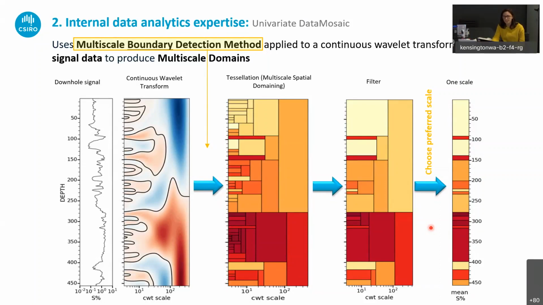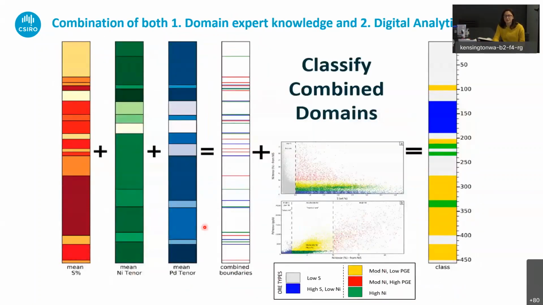So this is the results for all 3 variables. This is sulfur here, nickel tenor, and palladium tenor, for one of the drill holes. Each of those variables went through the process, and then we combined the boundaries. Once we had these different domains, we applied the classification we had designed, and we got a log of the different ore types downhole.